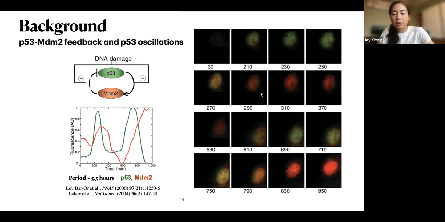Here I'm showing you single cell, live cell imaging over time. If you trace the different fluorescent signals, PV3 in green and MDM2 in red, you can see an oscillatory pattern that can last for several days. The Hopf lab at Harvard Medical School characterized this oscillatory behavior as having a period of about 5 to 6 hours, and they have proposed multiple mathematical models to try to explain this dynamic feature.